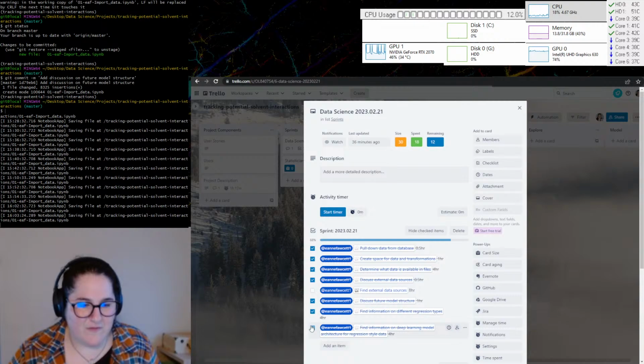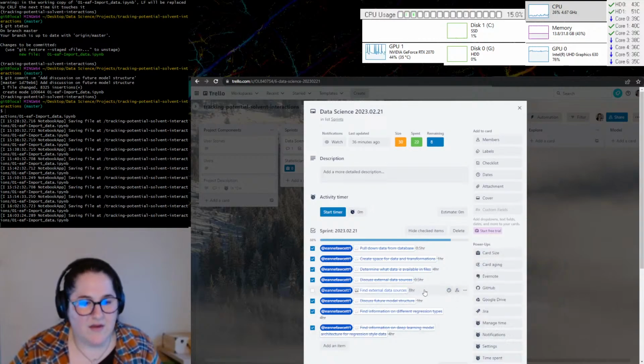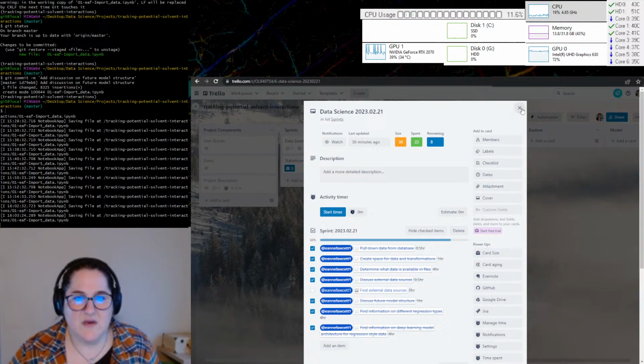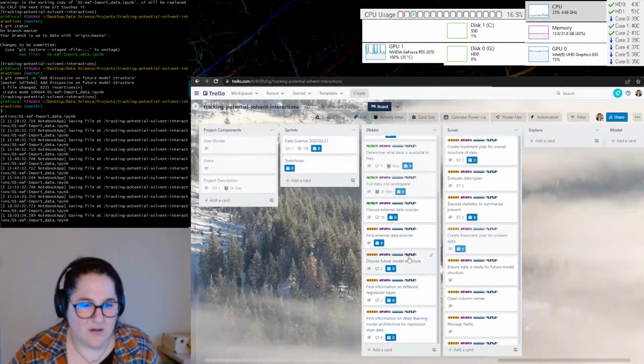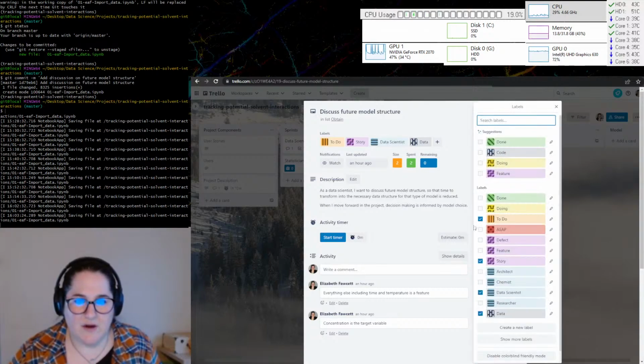So we found some information on architecture here, and I'm going to add another 4 story points. The only other thing is find external data sources. So here, discuss future model structure. We have zero remaining. I'm going to go ahead and mark this label from to do to done.